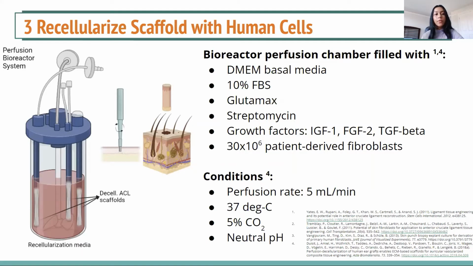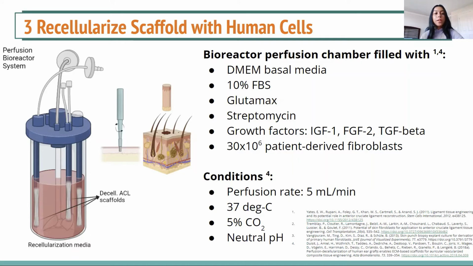The decellularized scaffolds would then be recellularized with human dermal fibroblasts obtained from the patient themselves through a minimally invasive punch skin biopsy to avoid an adverse immunogenic response. The patient-obtained skin sample would be cultured and processed in a way to only derive fibroblasts and amplify their cell count. The scaffold would be suspended in the perfusion chamber filled with DMEM media and fetal bovine serum to promote growth, Glutamax to provide the cell's nutrition, and streptomycin to prevent contamination.